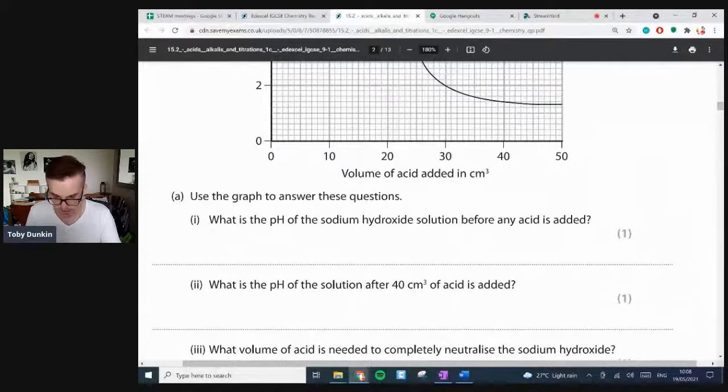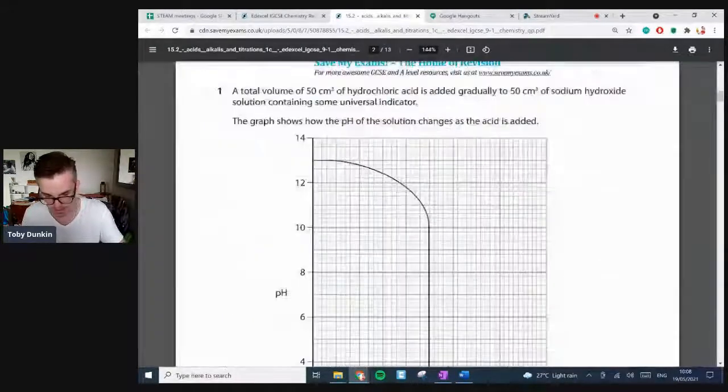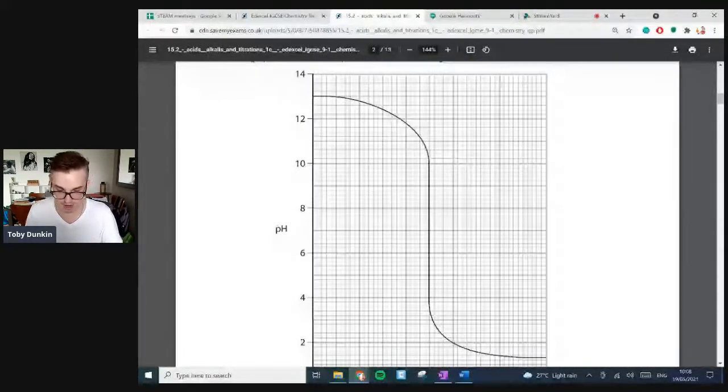What is the pH of the sodium hydroxide before any acid has been added? And you just go, it's 13. You just read off the graph where it starts. My laptop's really struggling here. Read off the graph at the beginning. And I really want to be able to circle that. It's not letting me draw on it. So it would be 13. You're reading the graph straight off that point.